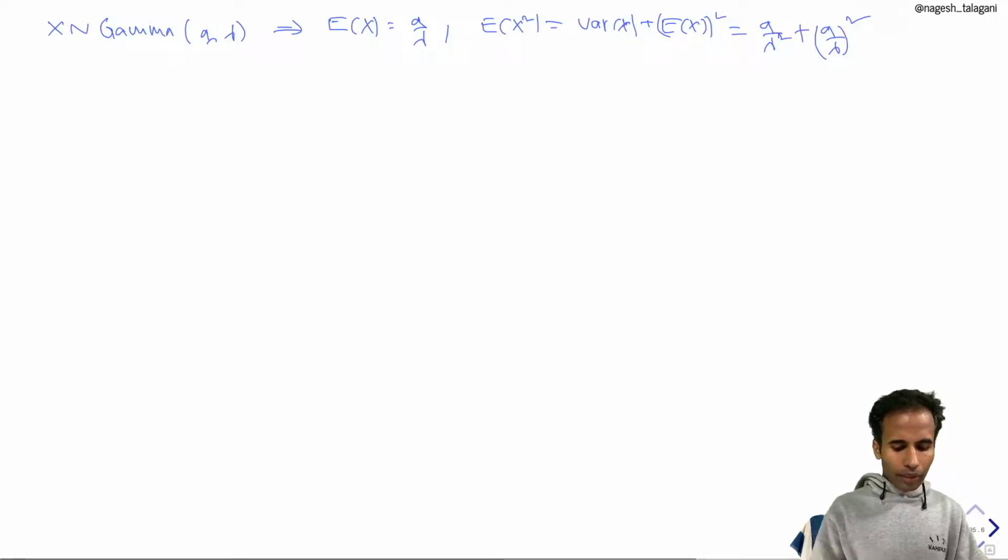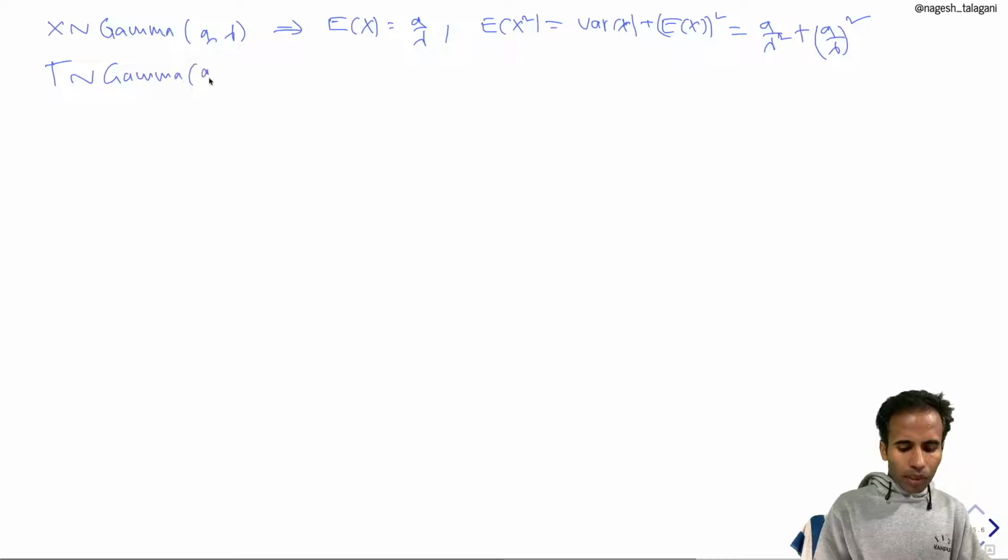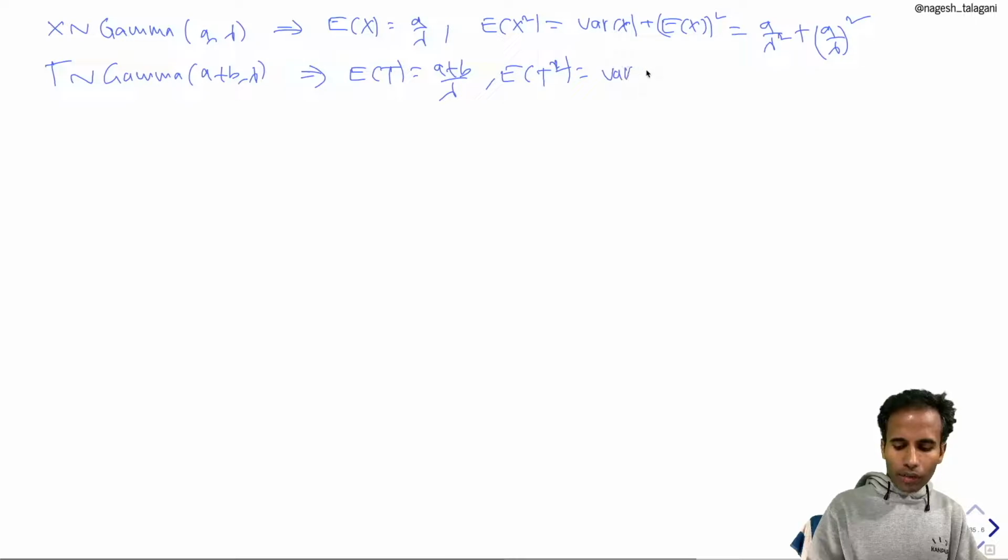Okay, fine. T also follows the gamma distribution with the parameters A plus B comma lambda. So I can write the expectation of T equal to A plus B by lambda, and the expectation of T square, again, it's going to be what? The variance of T plus the expectation of T whole square. So the variance of T is going to be A plus B by lambda square. This one is A plus B by lambda whole square.